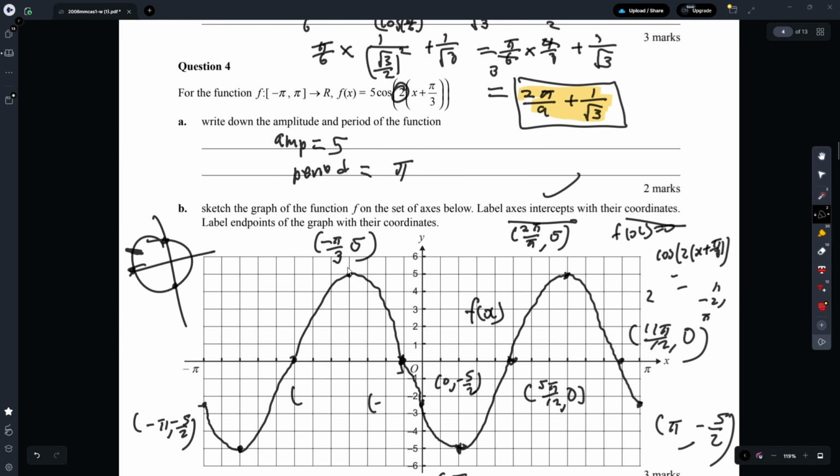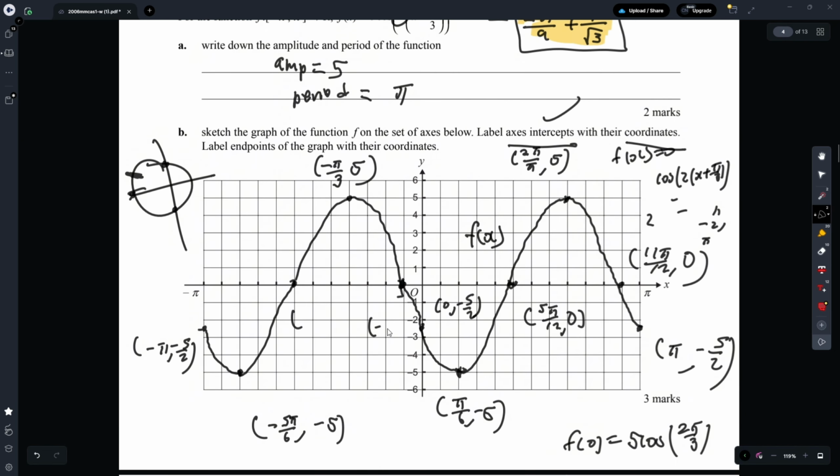What is this? Negative pi on 12. 7 pi on 12.